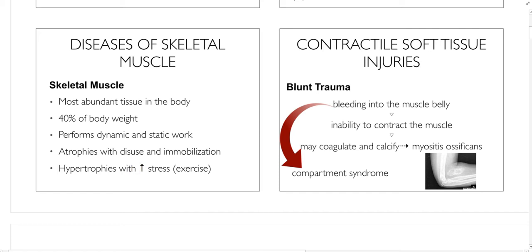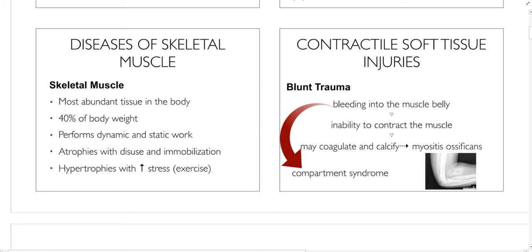Blunt trauma. So when we have blunt trauma to muscle, that leads to bleeding into the muscle belly, which is normally not that big of a deal. But it can lead to potential issue of being unable to contract the muscle, and if that muscle does not get all of that blood out of there and is left in it too long and becomes really thick with calcium, then that all may coagulate and calcify, leading to myositis ossificans, which is what we can see right here with this ossified section of muscle. This should just be muscle, not bone-like tissue.